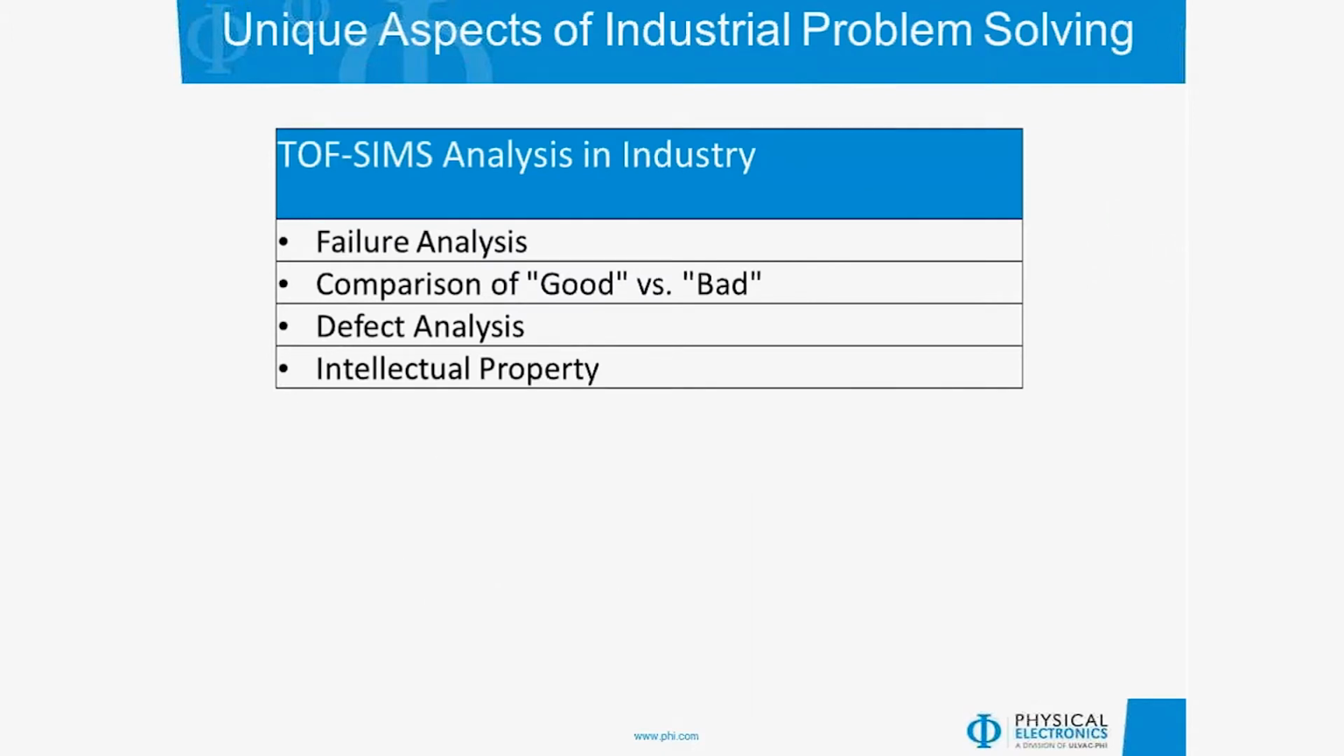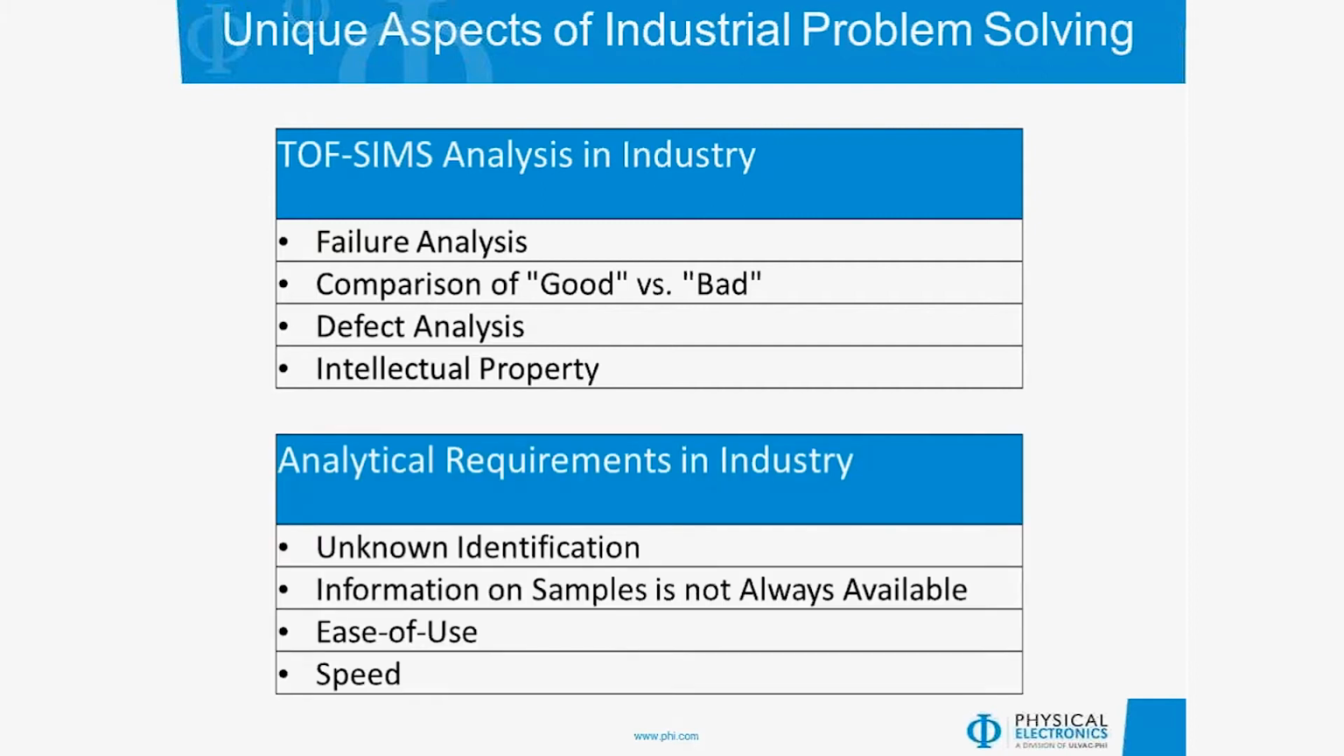First of all, industrial problem solving is a unique environment. In the industrial setting, some of the typical analyses that you do are listed here. At the central labs for a large company, you would find yourself doing failure analysis and a lot of analysis which is just comparing a good sample to a bad sample. Defect analysis is important, and then the creation and protection of intellectual property. These industrial analyses put a specific type of requirement on the analytical group.